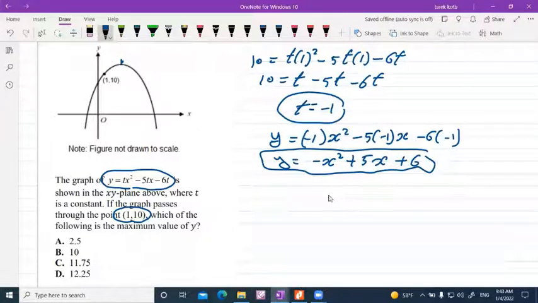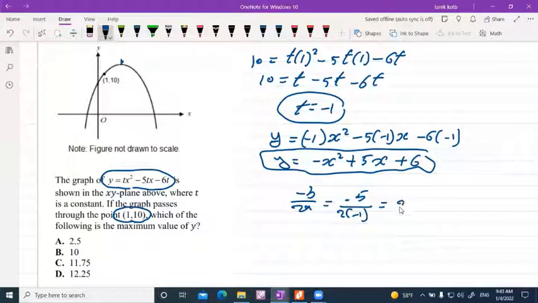Can you get the vertex from this equation? The vertex of this equation, it will be negative b over 2a. Negative 5 over 2 times negative 1, which is 2.5. This is the first component of the vertex, 2.5.